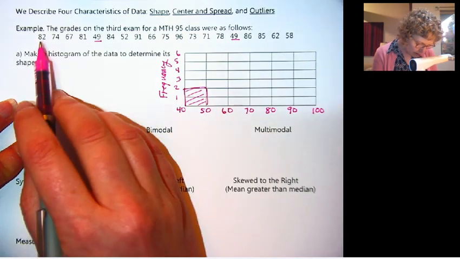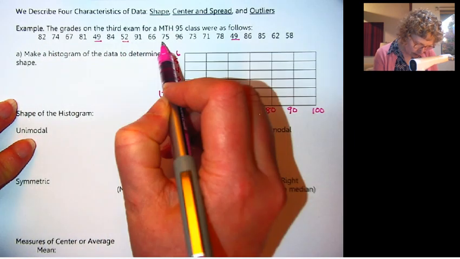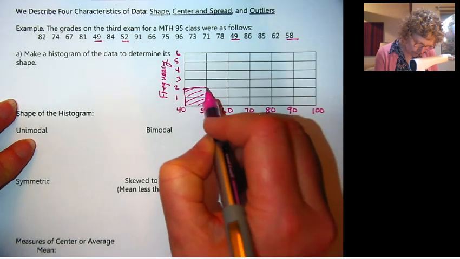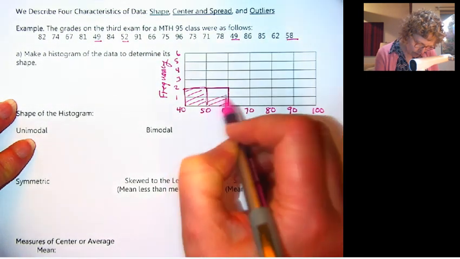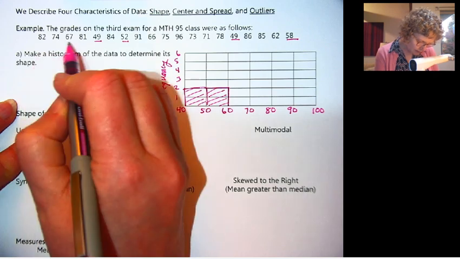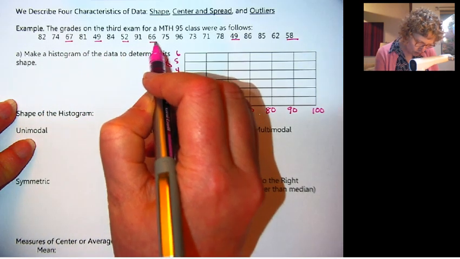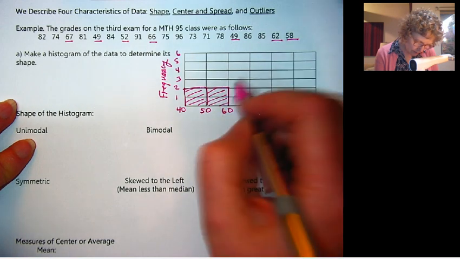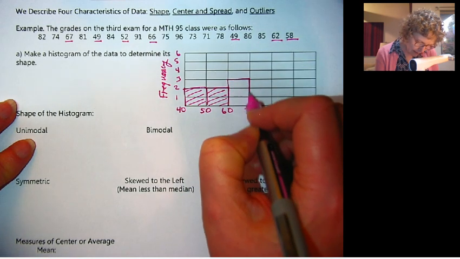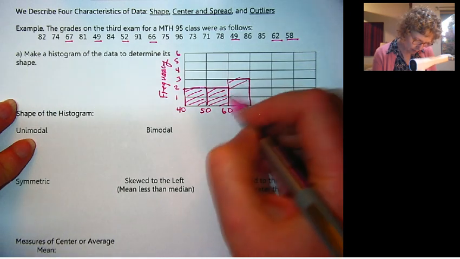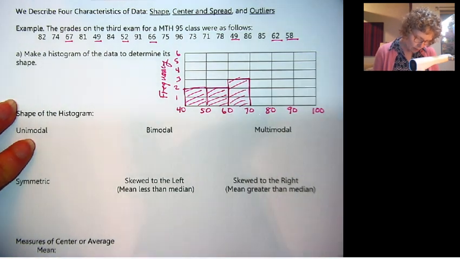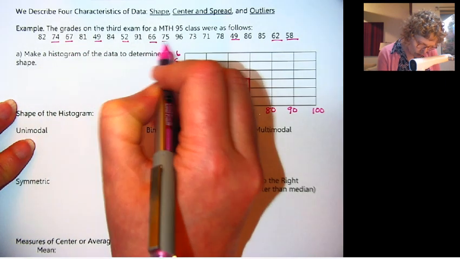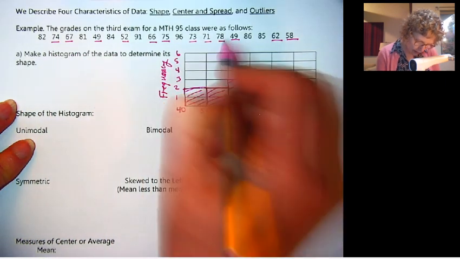How many 50s? 1, 2. How many 60s? 1, 2, 3. These are not already in order, so it makes it a little bit harder. Okay, how many 70s? 1, 2, 3, 4, 5.